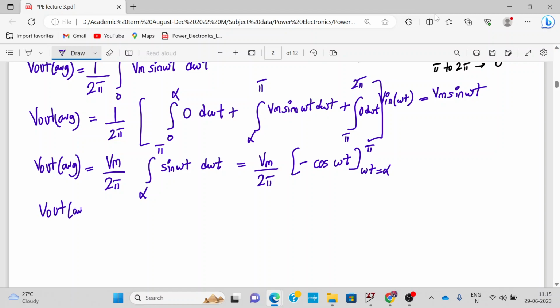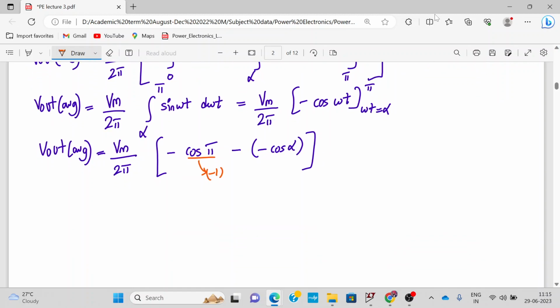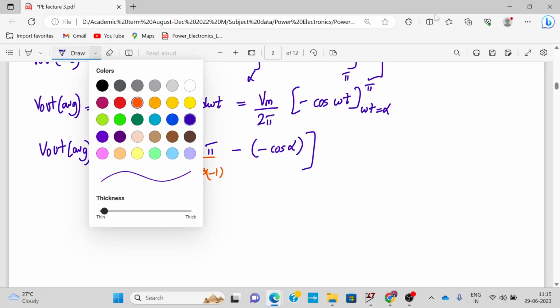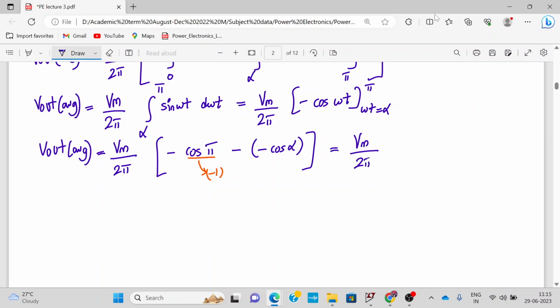Alright, so let's write it further. V out average will be given by Vm by 2 pi, minus of cos pi, and then minus, instead of omega t, we'll write cos alpha. So minus of minus cos alpha. Now we know cos pi is minus 1. You can check it out in your calculator. Cos pi is minus 1. So this will be equal to Vm by 2 pi. This is minus 1, this will become plus 1, and this will become plus cos alpha. So that is my expression of the output. V out is equal to V average is equal to Vm by 2 pi into 1 plus cos alpha.